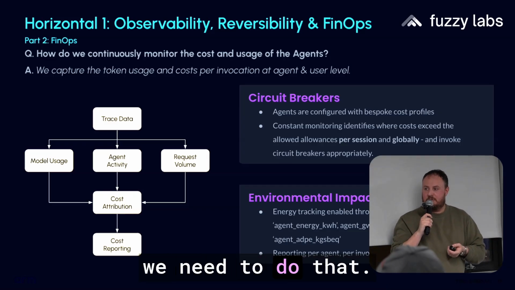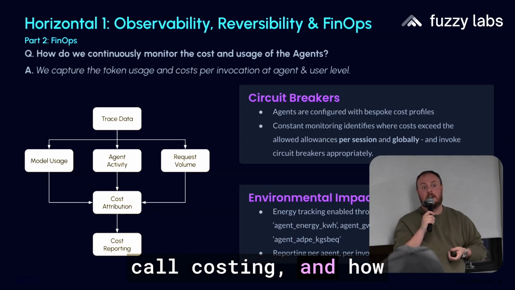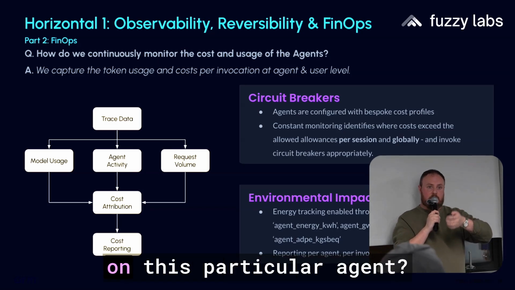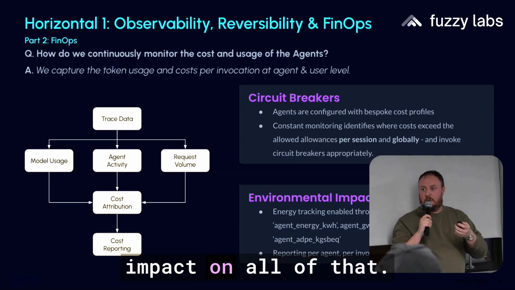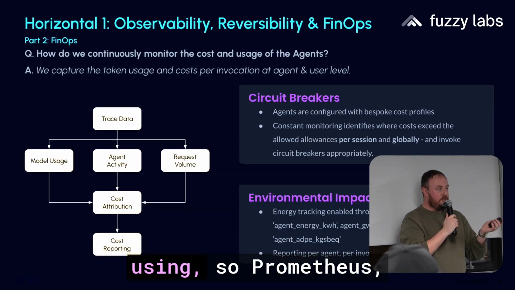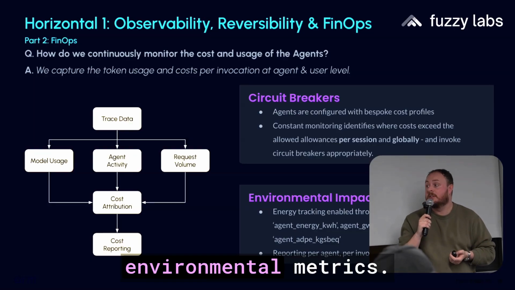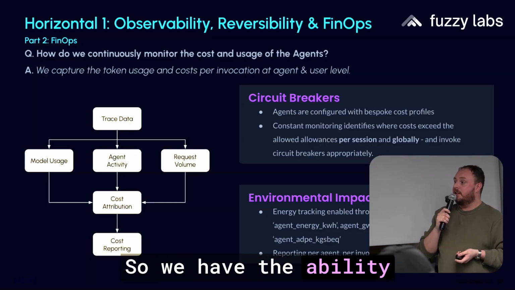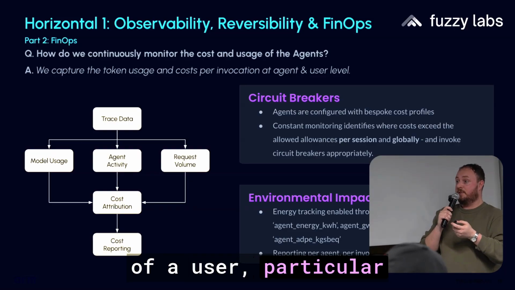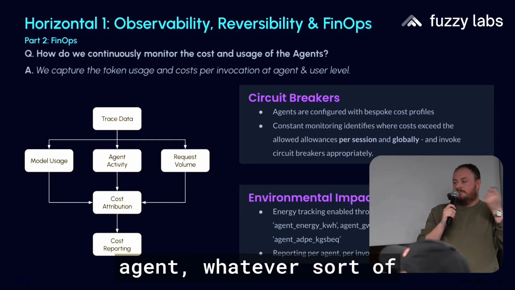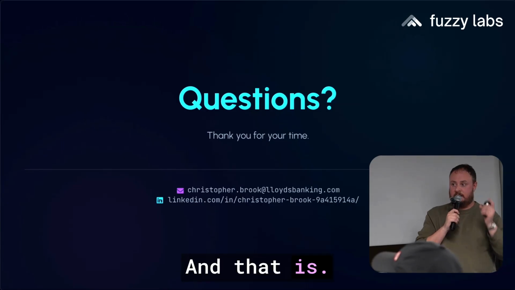But for an agent, we need to do that. We need to get as granular as possible on how much this particular tool call is costing, and how much this particular language model is costing on this particular agent, and how many events we are triggering, all that sort of stuff. And then the environmental impact on all of that. So one of the things we're doing, again, we're using Prometheus, it's standard stuff. We're setting particular gauges around environmental metrics, and we're storing all of that. So we have the ability then to show the particular cost of an agent, the cost of a user, the cost of a user on an agent, whatever lens you want to cut on it, which is really, really useful. And that is where I will stop.